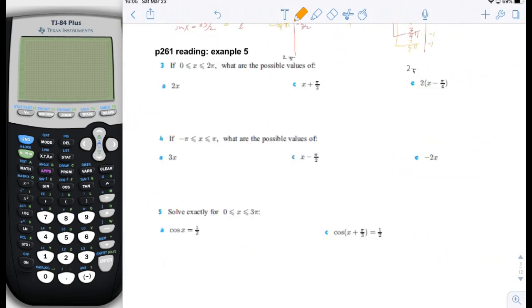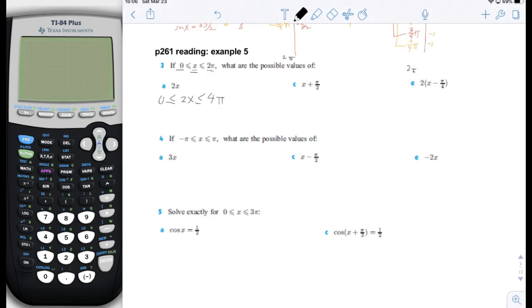On to number 3. So now we're looking at a domain between 0 and 2 pi. What are the possible values of 2x, x plus pi over 2, and 2 times x minus pi over 4? Okay, now what we're doing right now is we're just figuring out limits to the domain. So the original limits to the domain are 0 and 2 pi. Now if we multiply the x times 2, the middle expression becomes 2x, right? And then everything else gets multiplied by 2 also. So the maximum limit becomes 4 pi, and the minimum limit, 0 times 2, continues to be 0.